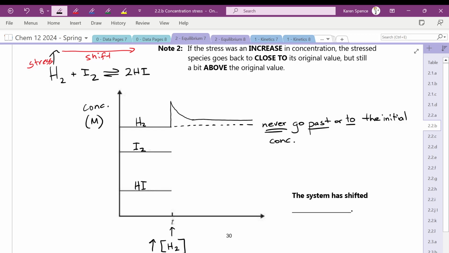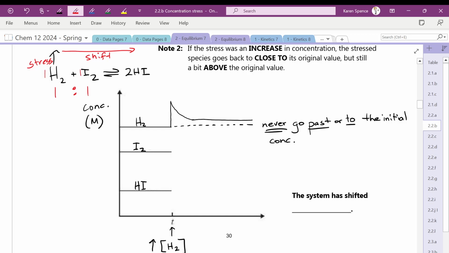Now, if we are shifting to the right, what will happen to the concentration of I2? It will also decrease. By how much compared to the H2? By the same, because these guys are present in a 1:1 ratio because they each have a coefficient of 1.